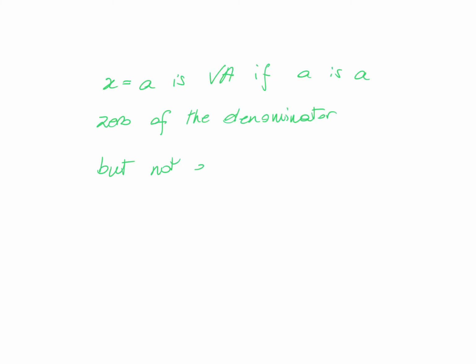So for a vertical asymptote you can say in general that x equal to a is a vertical asymptote if the point a is a 0 of the denominator but not of the numerator. So basically, if in your limit point a you obtain a limit of a real number divided by 0.